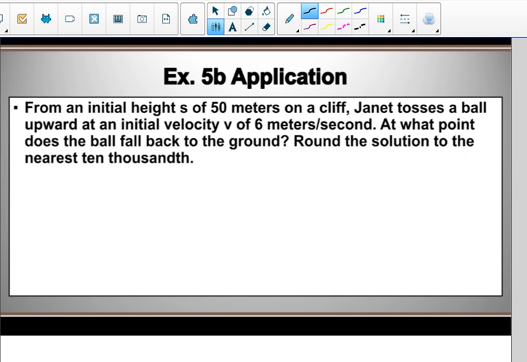Just to get you started with it, you would just have a negative 4.9 t squared plus vt plus s equals 0. That would be the formula we use to solve this one.